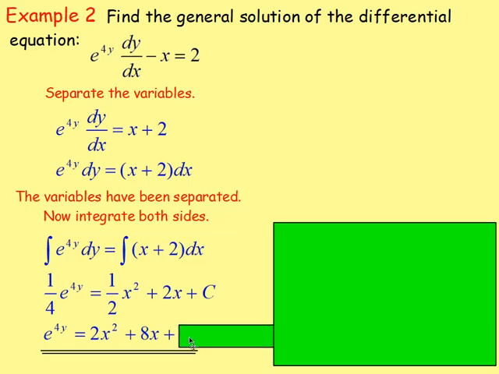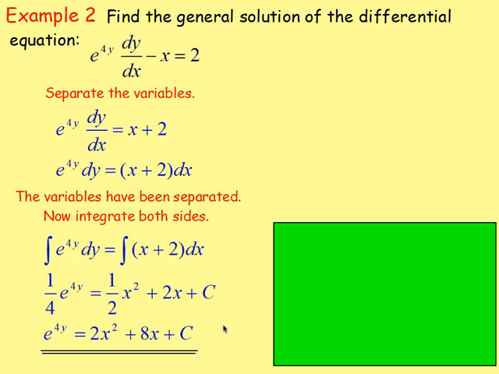That's right, well done. Similar to the last example, if you multiply your constant by 4, it's still going to stay as a constant, so that will stay as plus c. So we have e to the power of 4y equals 2x squared plus 8x plus c, and that will be your answer.